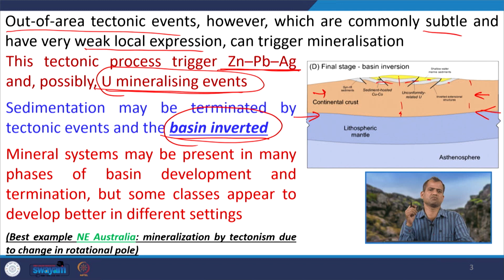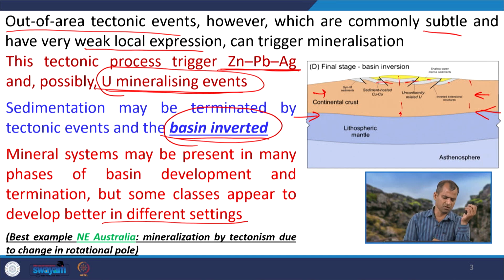So, mineral systems may be present in many phases of this basin development and termination, but some classes appear to be developed better in different settings. So, it is a continuous process, this basin development and basin closure. However, there are certain sectors within that cyclic path, temporal as well as spatial, that are responsible for enrichment of these minerals.